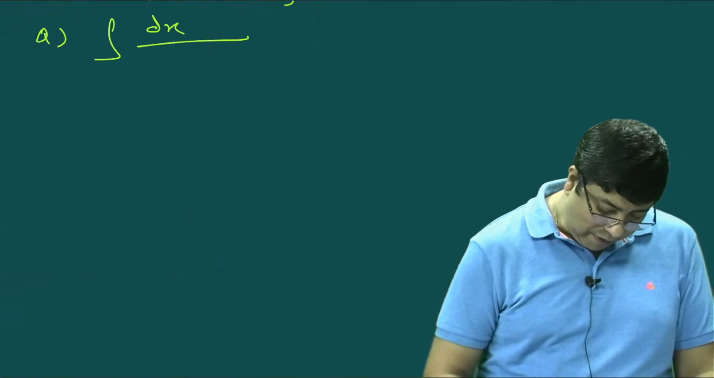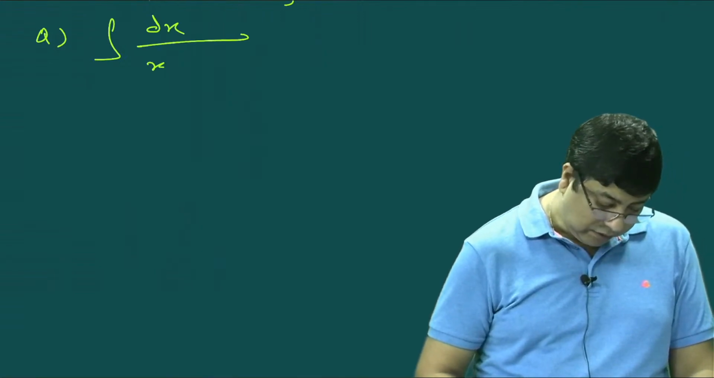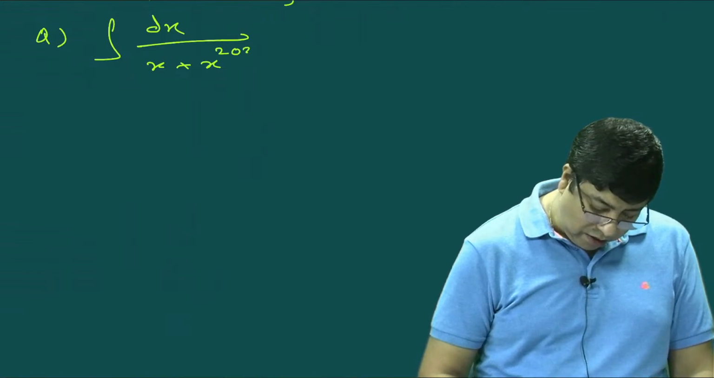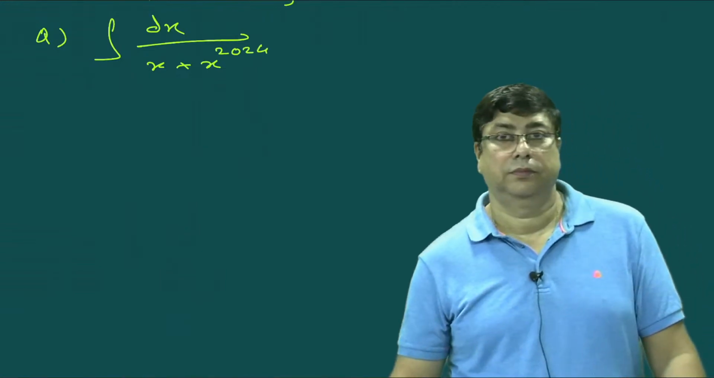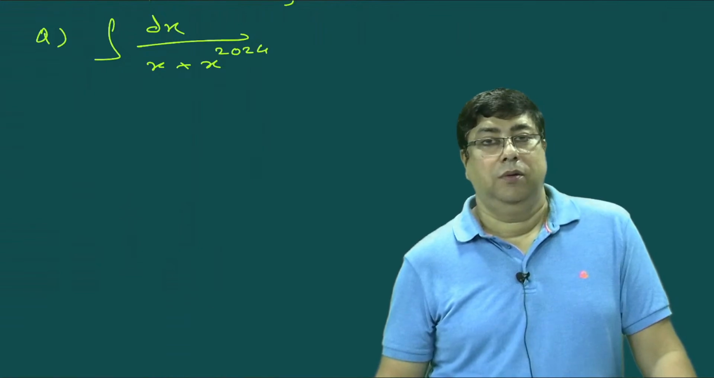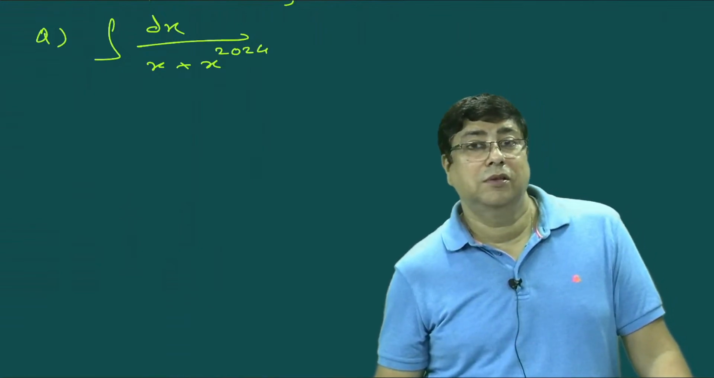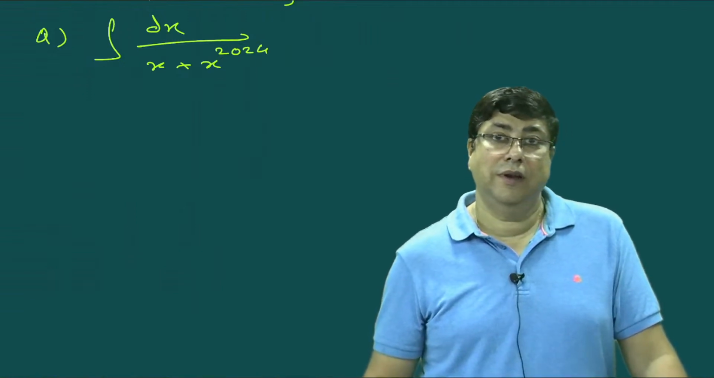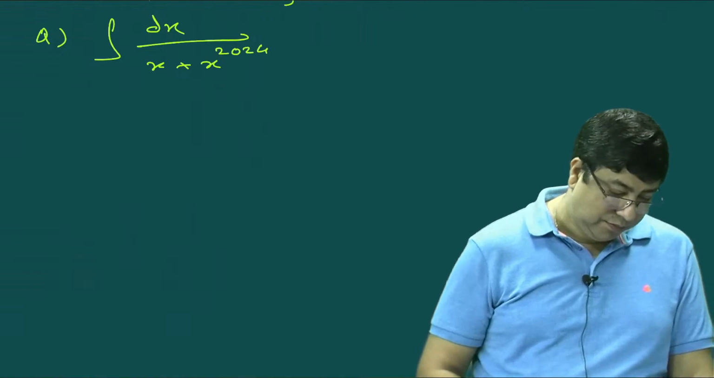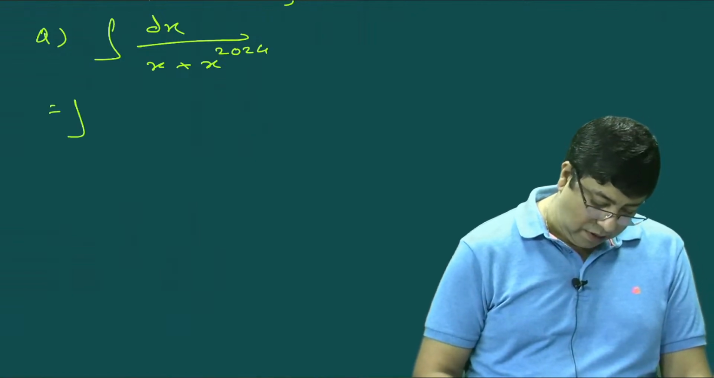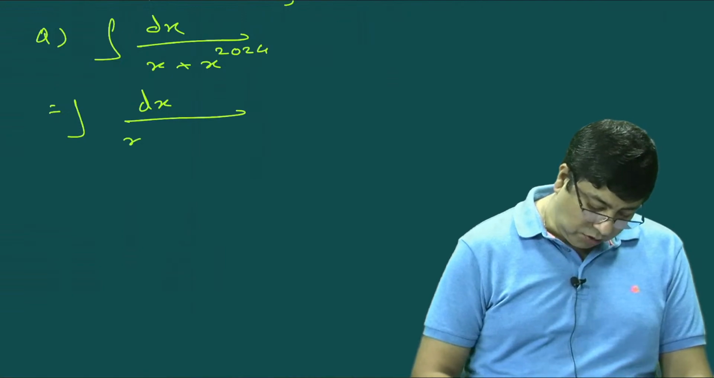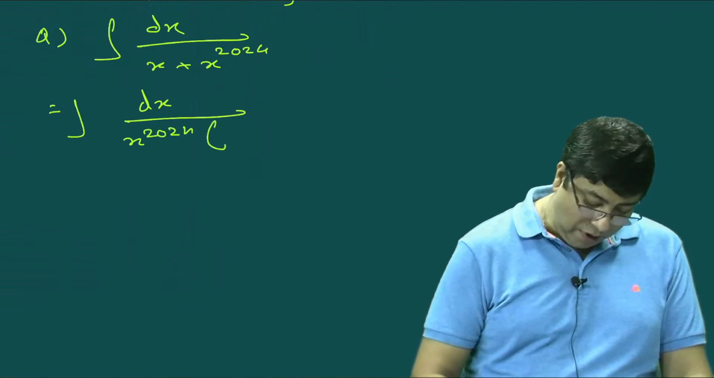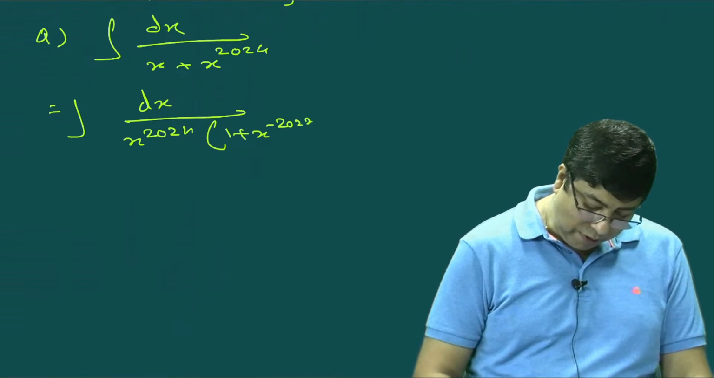If you have to write anything, you can write. Next, integration of dx by x plus x to the power 2024. What to do? Why have I given 2024? Because 2023 is going on, and we have to solve the sum using 2023. Okay, let's solve. Let's see this. What to do here? Let's take x to the power 2024 common, and we are getting 1 plus x to the power minus 2023.